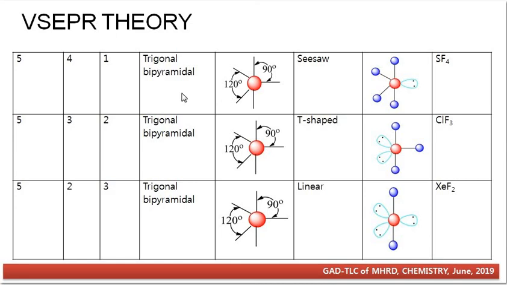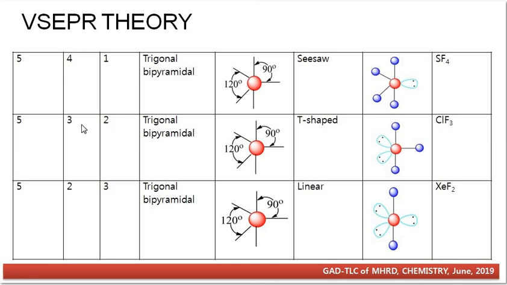In trigonal bipyramidal structure, the two axial positions are different from the three equatorial positions, and equatorial positions occupy larger space. If we have in trigonal bipyramidal arrangement four bond pairs and one lone pair present, then the molecular geometry will be seesaw, for example SF4. Here you can see the one lone pair is present at one of the equatorial positions.